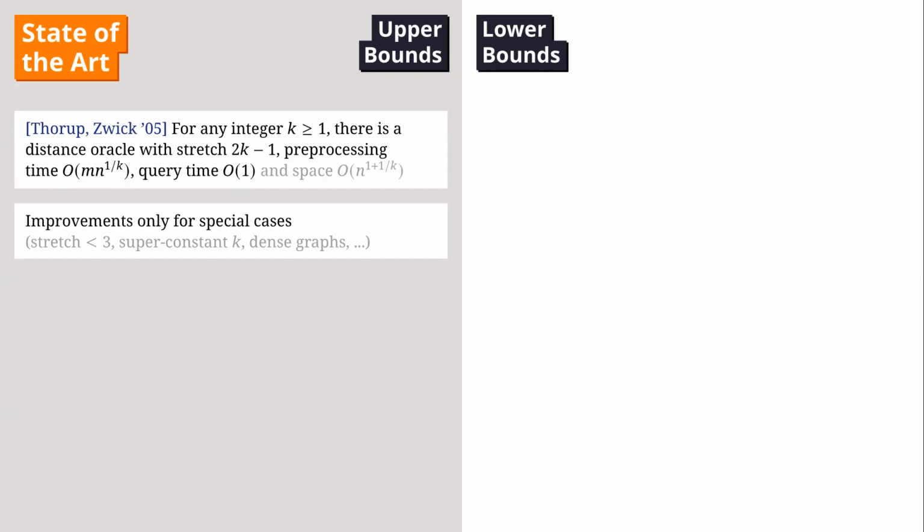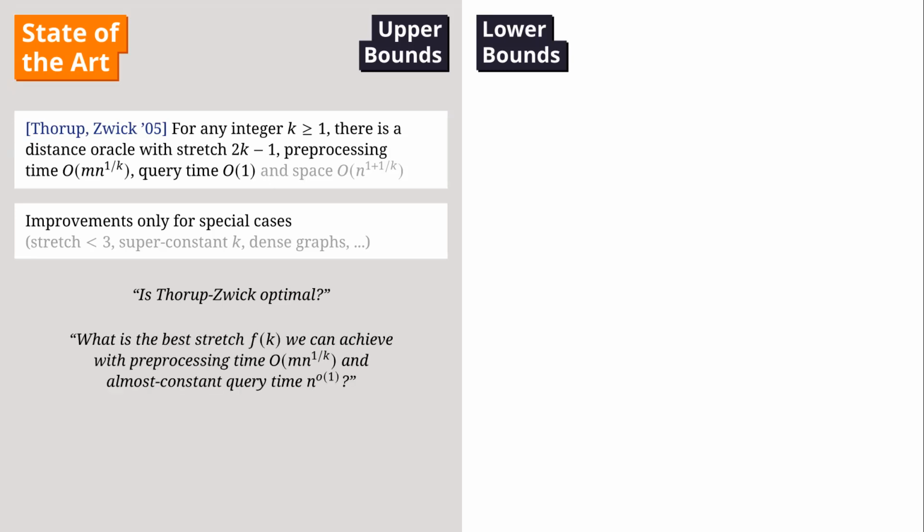So it's a very natural question to ask, is this optimal? Is there a way to improve upon Thorup and Zwick distance oracles? Very specifically, let's suppose we insist on the running times of Thorup and Zwick. Then the question would be, what is the best stretch, let me denote it by f of k, that we can achieve with pre-processing time of m times n to the 1 over k, and almost constant query time. This is the question which we will study in this paper.